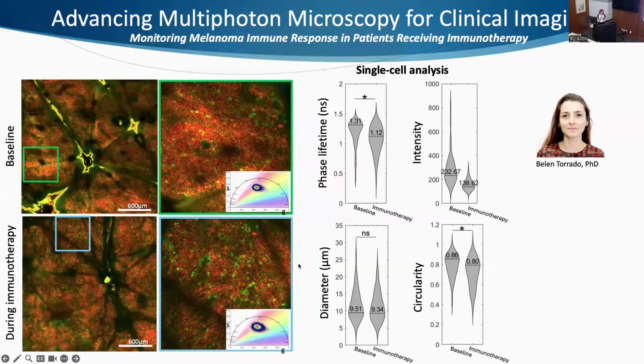And then we do these types of analysis where we look at the number of cells and their lifetime. They change in diameter and in shape, and we found some significant differences in these parameters between these two different time points. It's very, very early to draw any conclusions, but this is something we are working on now.